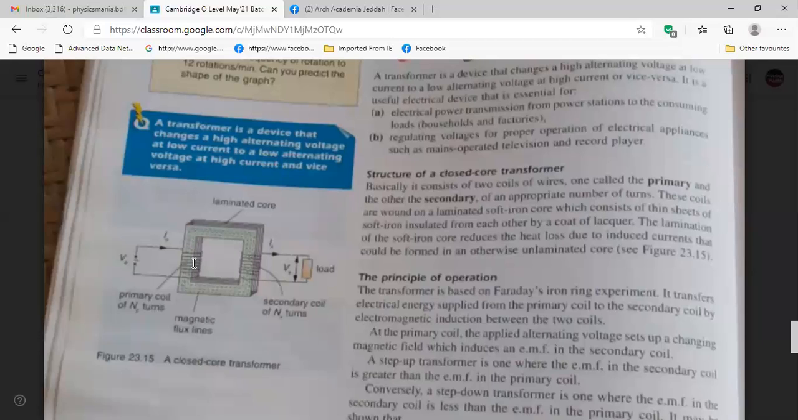And what is the load? Load is like any appliance. It can be one light, it can be one resistor, it can be any device. Like we want to get the output here, that's why it is called load. It can be a fan, it can be any device.